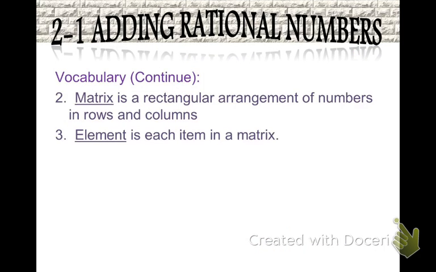We also have what's called a matrix. It is a rectangular arrangement of numbers in rows and columns. It's not like the movie. It looks like a box like this, and all the numbers inside, 1, 2, 3, 4, they are elements. An element is each item in a matrix.